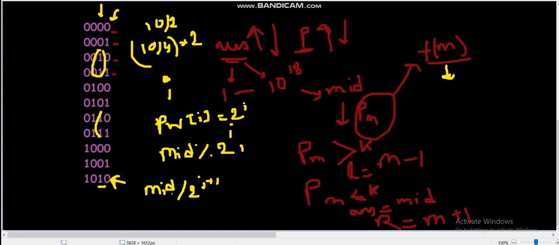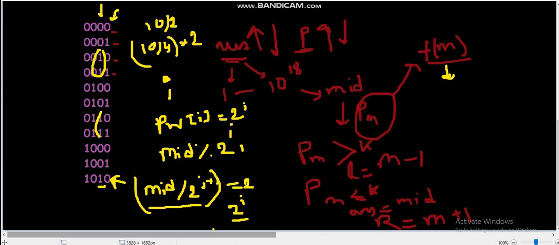Mid by 2 to the power I plus 1 will be our number of groups. Okay, so 11 by 2 square is our number of groups. So we have two groups, and in each group we will have 2 to the power I number of ones, right? So 2 to the power 1 number of ones. So this is the number of groups, mid by 2 to the power I plus 1, and in each group we have 2 to the power I number of ones. Now for the last case, if the ith bit is set in mid, we will take mid modulo 2 to the power I to get the number of ones in the last group.